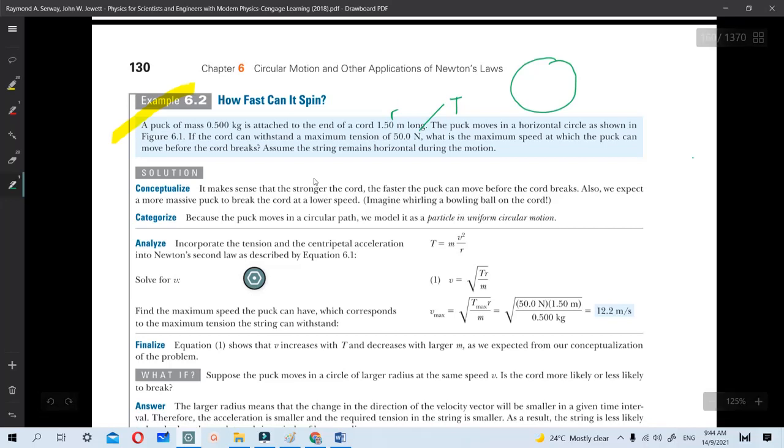And the string is directed here. So this is where the puck is. And you will find that tension is the centripetal force, and the maximum value is 50 newtons. What will be the maximum speed? Since this is the maximum force, when we equate it with mv squared over r, this v will correspond to the maximum v. Meaning that exceeding this value, 12.2 meters per second, definitely the string will just break. So that is the idea.